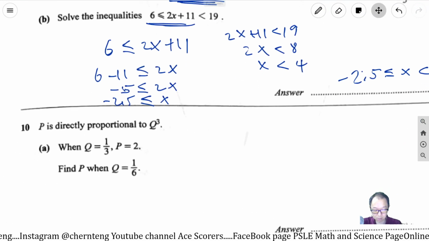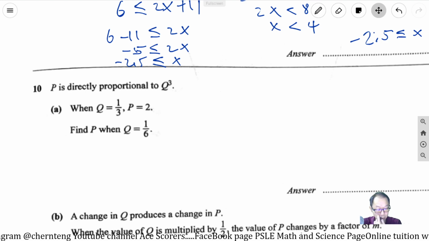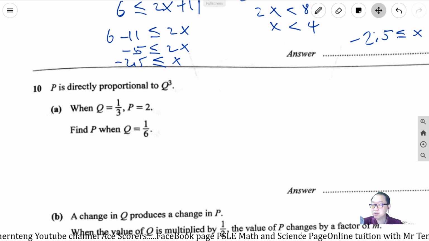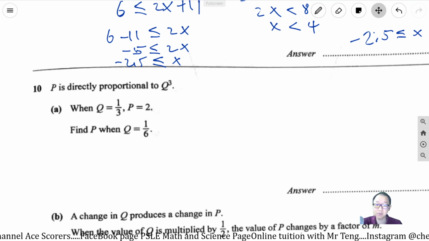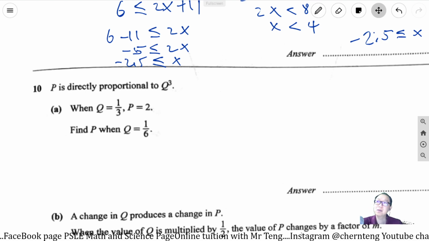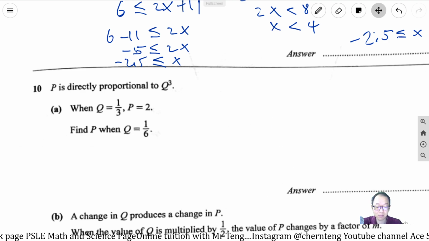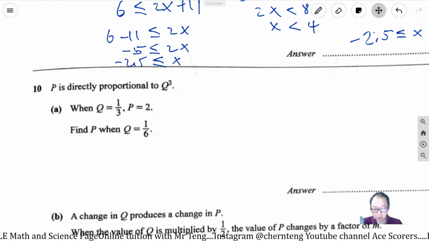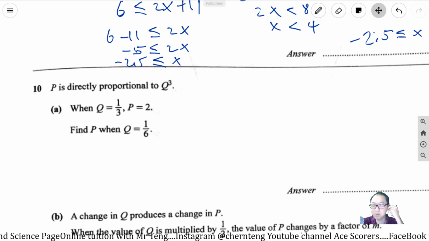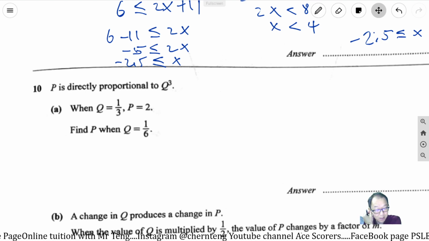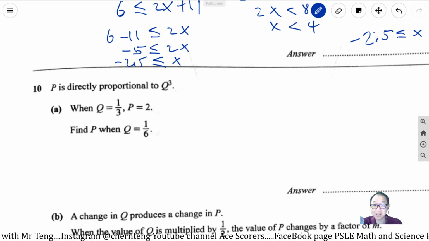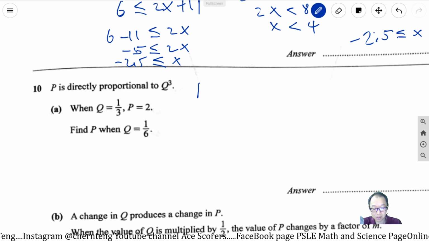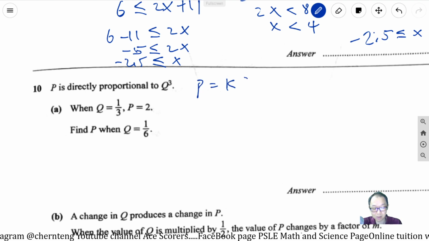Next. P is directly proportional to Q cube. Favorite question: direct and inverse proportion. There are two things you need to know. If it's direct proportion, y equals kx. If it's inverse proportion, y equals k over x. I just rattled that off without even thinking. Why? Because I'm a Singaporean. Sorry lah, I do a lot of maths lah. Not every Singaporean can do that, because I do so much of this already. So P is directly proportional, which means P equals k Q cube.